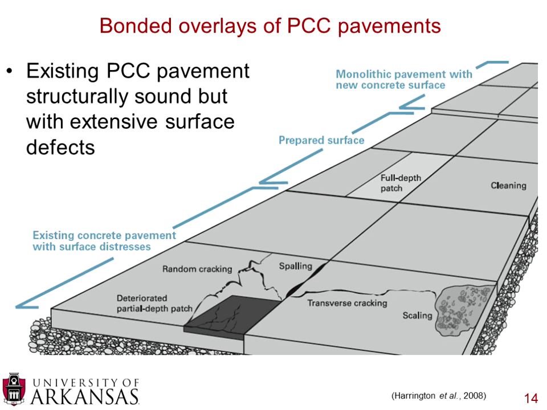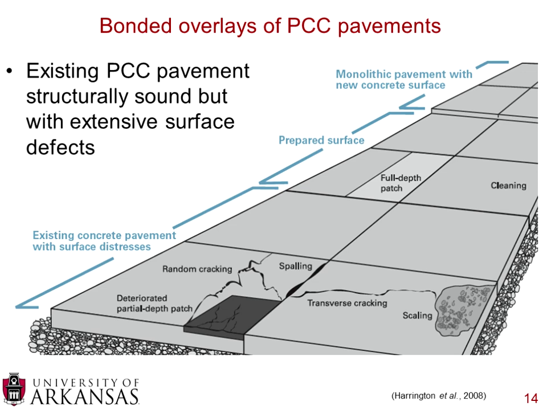And what you have here is some sort of existing PCC pavement. In the image to the right, the existing PCC pavements are these first 2 sections, where you have your existing concrete pavement with surface distresses. Then going back a little further, you have your prepared surface. So these are the 2 existing pavements. You want to make sure they're structurally sound, but you can have surface defects. So you'll notice the spalling, random cracking, the deteriorated partial depth patch, scaling, and transverse cracking. These are all surface distresses.